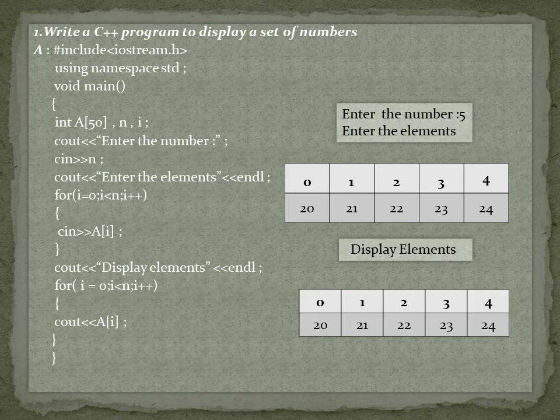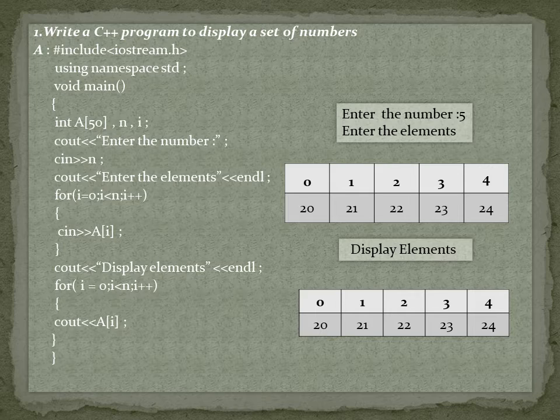Next is the for loop, where we enter the elements using cin a of i. In a of 0 we have typed 20, in a of 1 21, a of 2 22, a of 3 23, and a of 4 24. So there we have typed and entered our 5 elements.